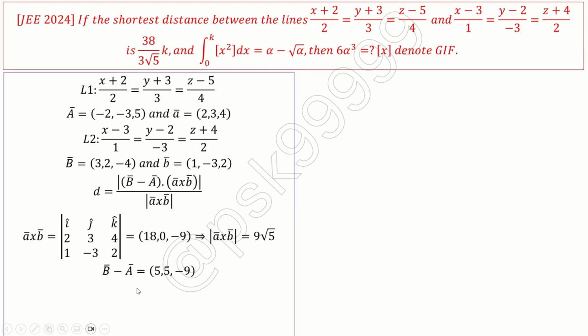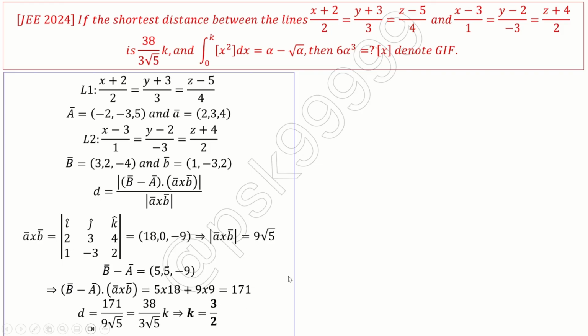And b minus a vector is nothing but subtract b minus a. So 3 minus of minus 2 is 5. Then 2 minus of minus 3 is again 5. Then -4 minus 5 is -9. This is my b minus a. So I have to do the dot product of this with a cross b: 18 times 5 plus 0 times 5 plus 9 times 9. So my dot product is 171.